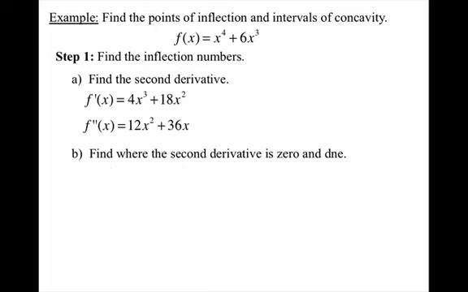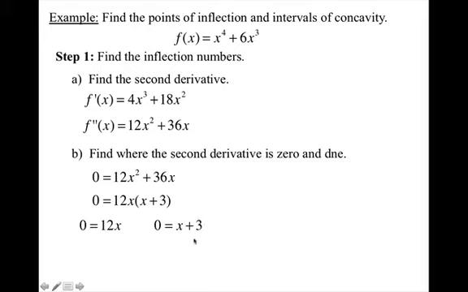Then find where the second derivative is 0 and does not exist. And in this case, since the second derivative is a polynomial, it exists everywhere. So we're only concerned about when it's equal to 0. I can factor out a 12x. So set each factor equal to 0. X equals 0. X equals negative 3. So these are my possible inflection points.